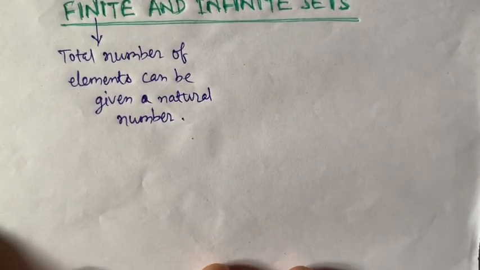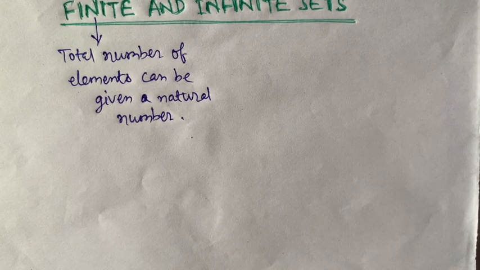So finite sets are many. The population of the world is also a finite set. All the people living on this earth is also a finite set. All the creatures living in the whole universe will be considered as a finite set, because we can assign a natural number. How big can it be? It will be very huge, very large, but it can be represented by a natural number.